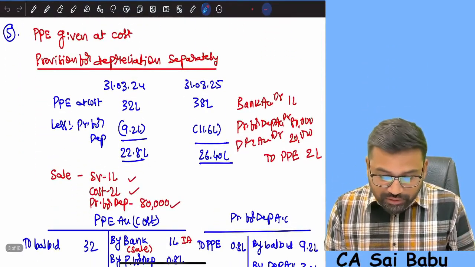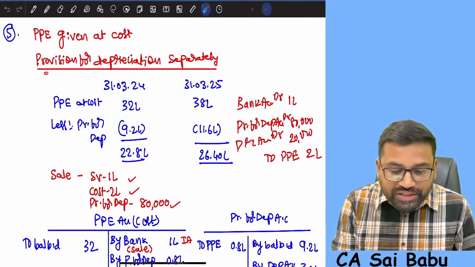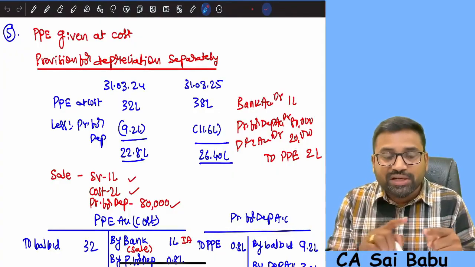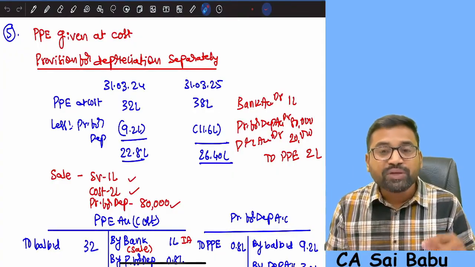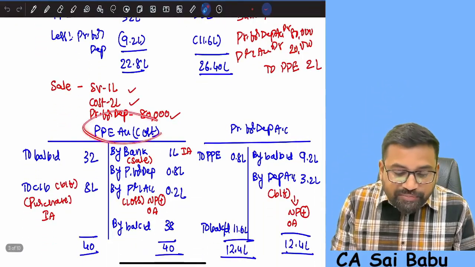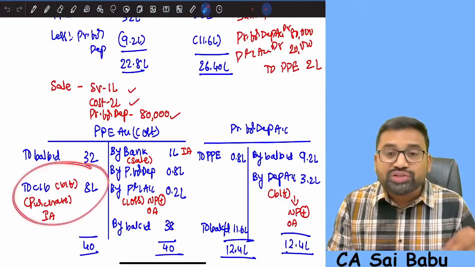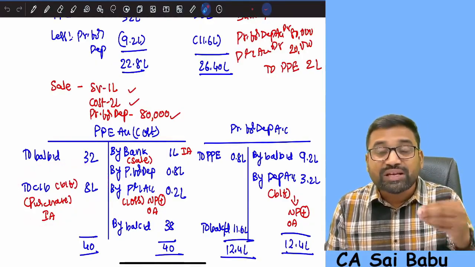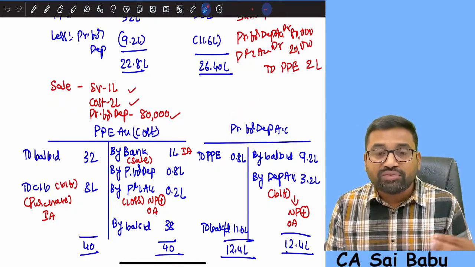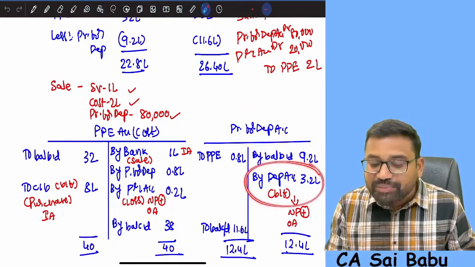And one more adjustment is PPE given at cost, sir, with provision for depreciation given separately. Sir, when the asset is given at cost and provision for depreciation is given separately, try to prepare different ledger accounts, because the main purpose of preparing the PPE account is to ascertain the balancing figure. The balancing figure in most cases is additions during the year, which will come in investing activity. And try to prepare the provision for depreciation account. In most cases, the main purpose of preparing provision for depreciation is to ascertain the depreciation.